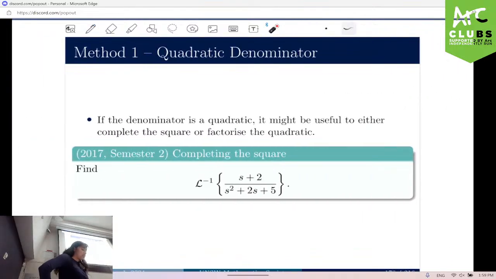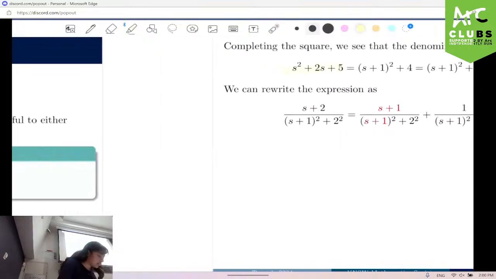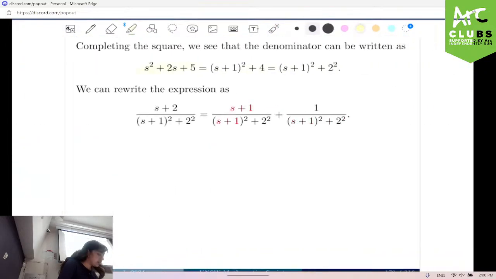So first of all, we're going to look at this and try to complete the square, because completing the square puts it into s plus whatever squared plus a number, and that number could be a squared or something, and that's very similar to the Laplace of sine and cos. So with s squared plus 2s plus 5, when we complete the square, we will get s plus 1 squared plus 4, and well, 4 is 2 squared.